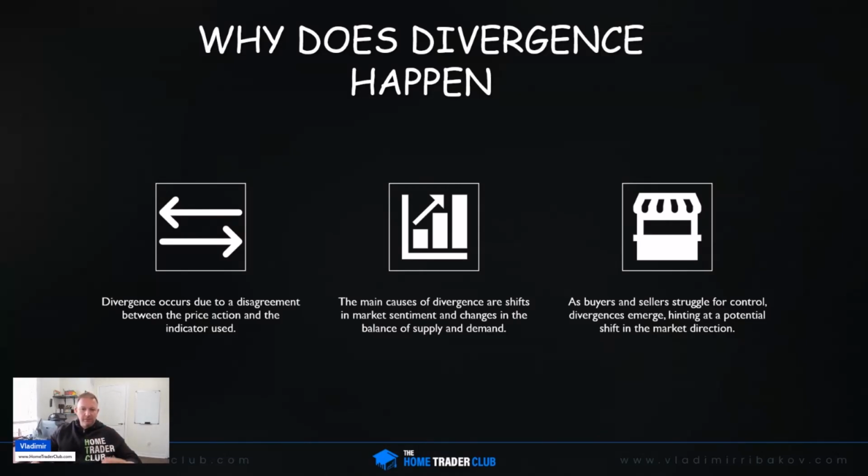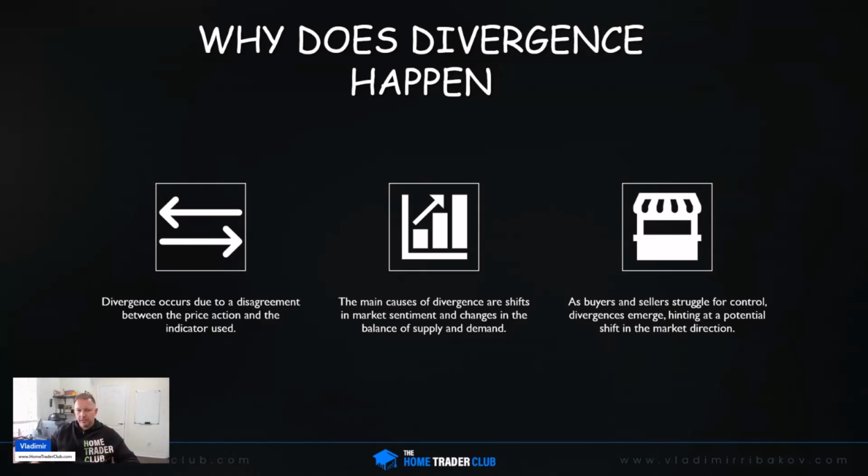But the main causes of divergence are shifts in market sentiment and changes in the balance of supply and demand. Think about it this way: when something is launched and the price is good, everybody's buying. So everybody's buying, the price is going high. Simple. Until some point. That point is where the balance between supply and demand starts to lose itself. Okay? More people, or traders in our case, are willing to sell than those who are willing to buy. So the price will always find a way to balance itself, and that's the indication that divergence brings.